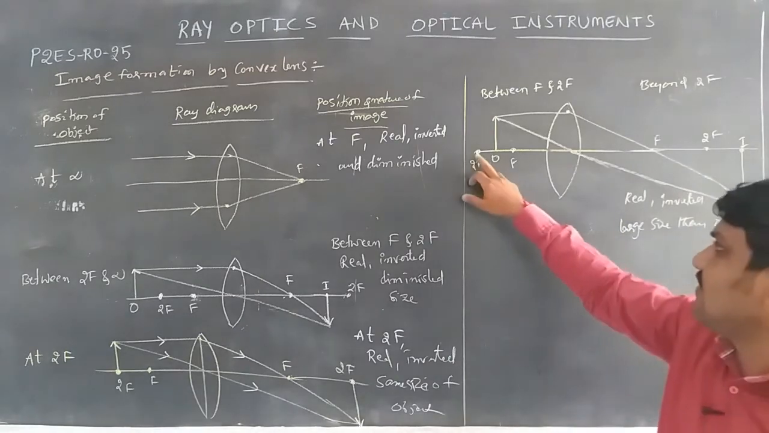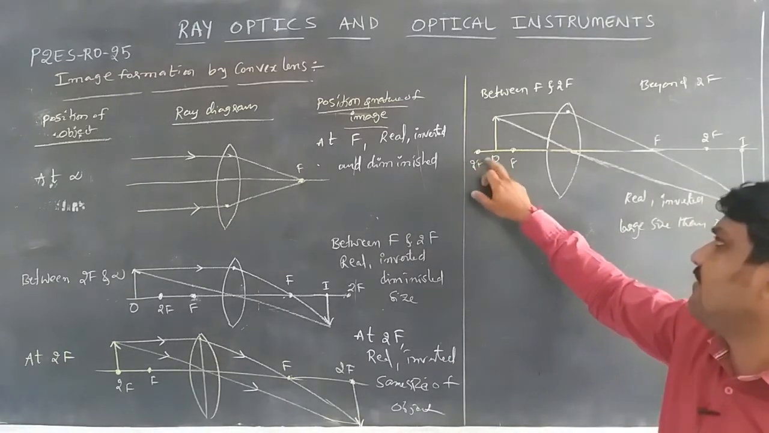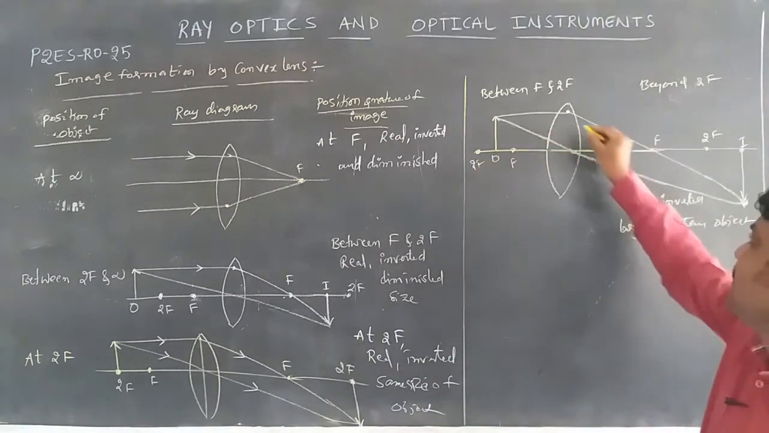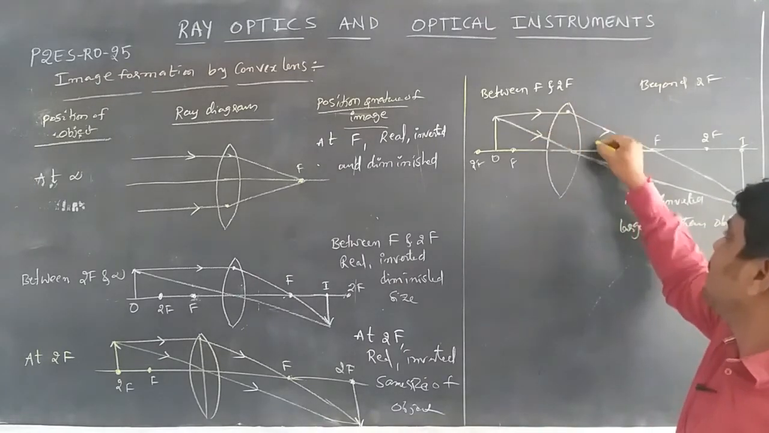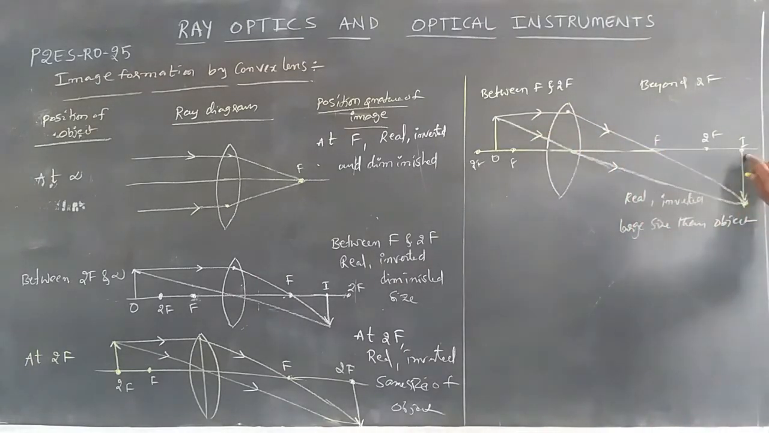Whenever the object is placed between f and 2f, the image is formed beyond 2f, and the image is real, inverted and large in size than the object.